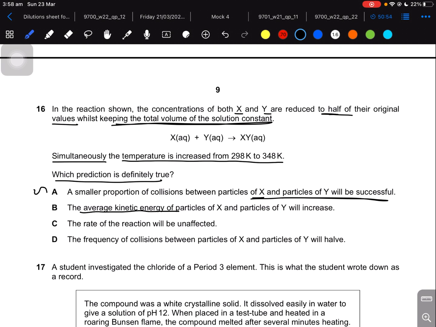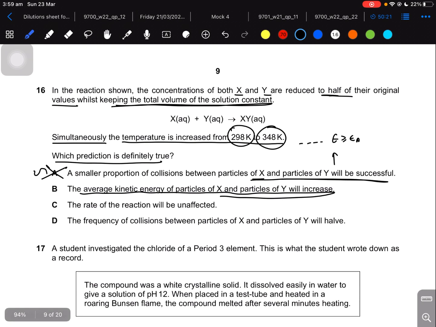The average kinetic energy of the particles of X and Y will increase. Okay, so let's see. Oh, it said temperature is increasing. Okay, so the first option is definitely wrong. My bad, I forgot to factor that in. The temperature is increasing. You have more successful collisions because more particles have energy over the activation energy. So A is definitely wrong.